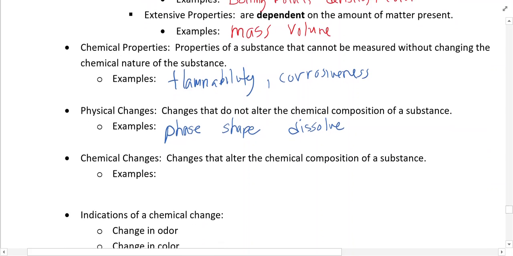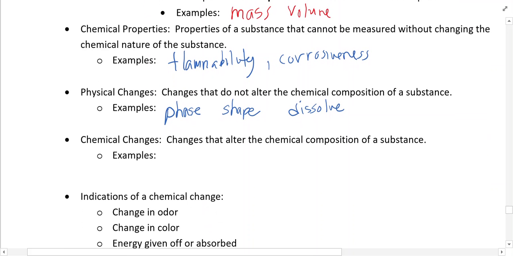While a chemical change, these changes are the ones that alter the chemical composition. So taking a look at flammability, if something is flammable, it's going to change what the substance is after, if it is indeed flammable. Or if it reacts with something, again, it's going to change it. So these are all different ways of taking a look at physical versus chemical changes.